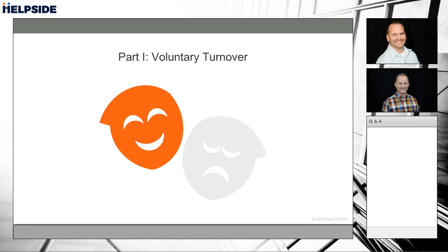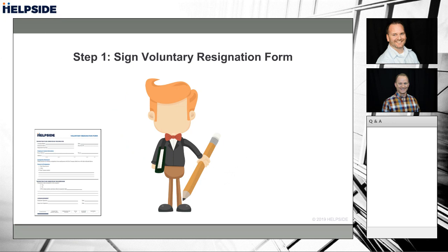Jeff, take us through the first one, which is voluntary turnover, where the employee resigns. Yeah, voluntary turnover is the easy part. They're coming to you and telling you, I no longer want to work here. They're resigning. So let's walk through this. As soon as an employee comes to you, the best thing you can do for company protection, we'll talk why in a minute, is immediately hand them the voluntary resignation form. Immediately, for reasons that will become clear.